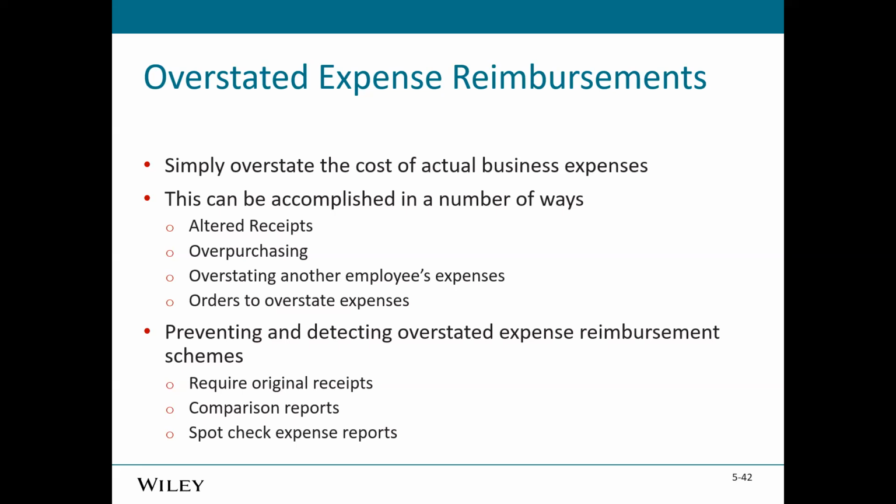So you could alter those receipts, over purchasing, overstating another employee's expenses, throwing some extra things in there. These are different things that can be done to accomplish overstating or putting more on that expense reimbursement than we actually spent. How can we detect that? We're going to want to look at original receipts. We're going to want to make sure they haven't been tampered with. Comparison reports to see any differences and looking for things that look out of the ordinary.